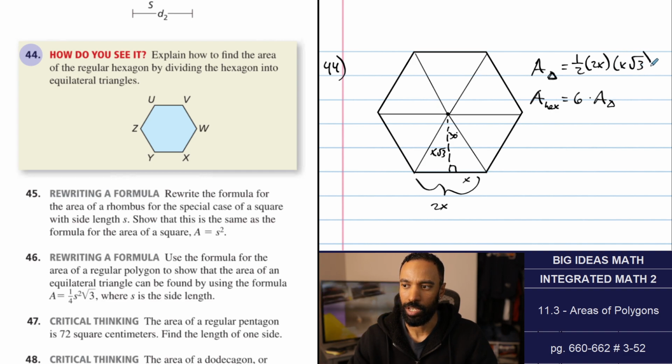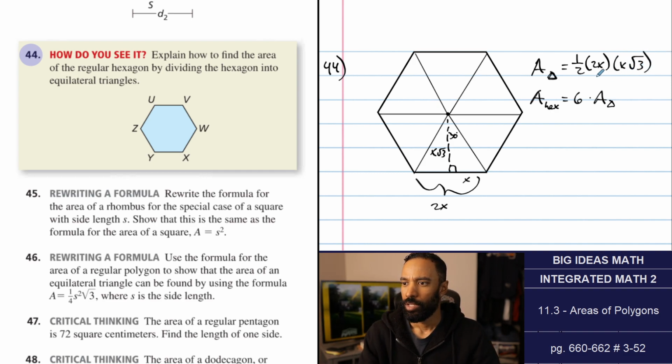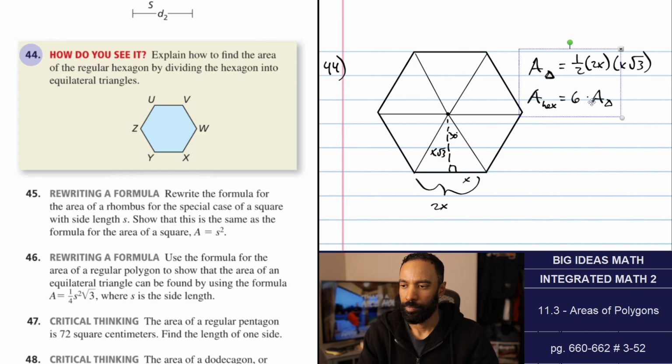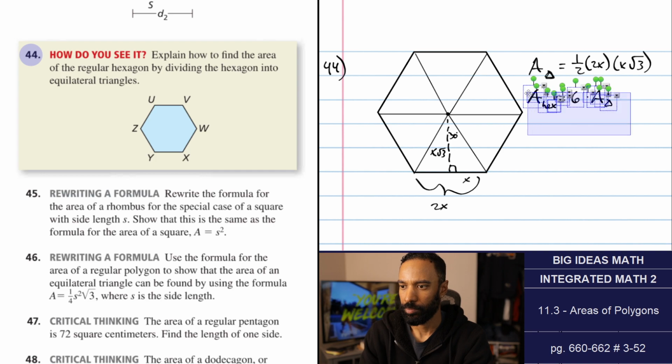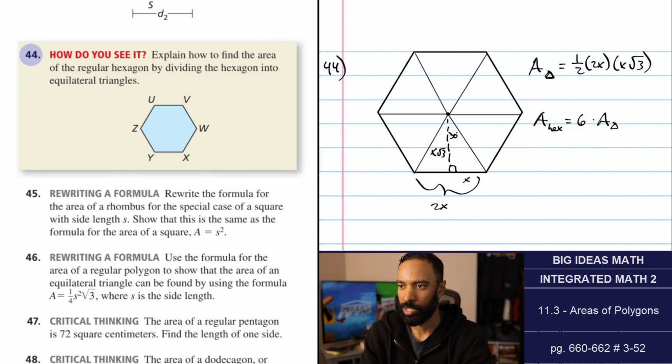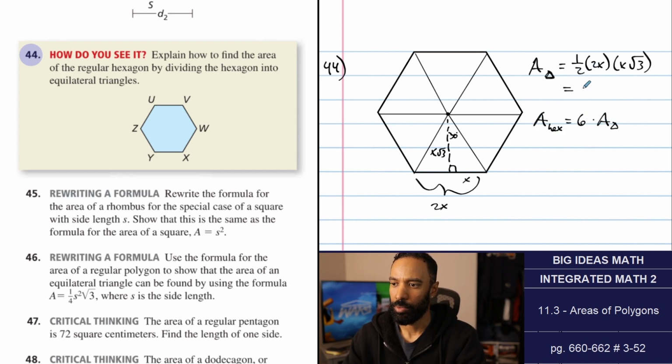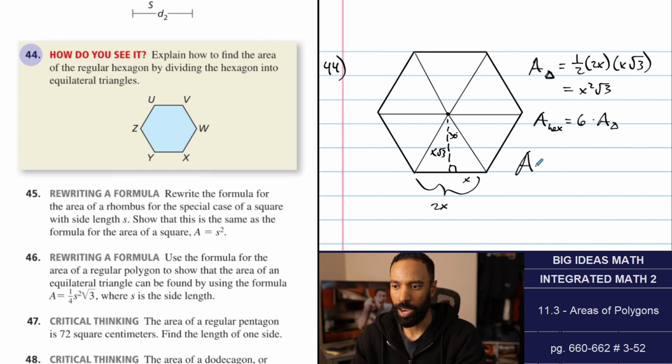I think I did this on a previous problem, sort of, right? So that is x squared root 3. Hold on, because half of 2x is x. So this is x squared root 3. Now the area of the hexagon as a whole is 6 times the area of the triangle, so the area of the hexagon is 6x squared root 3.